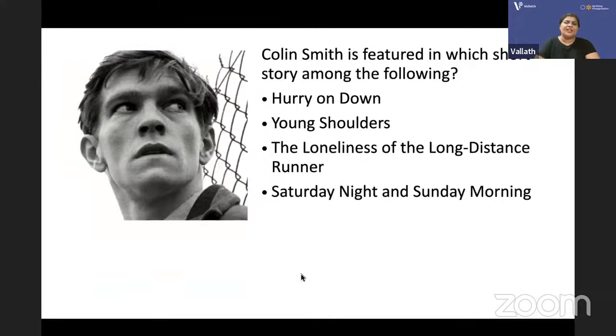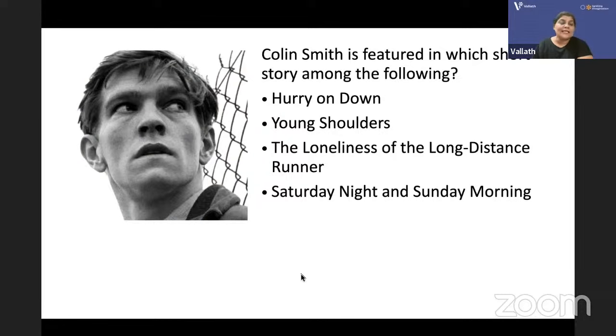Colin Smith is featured in which short story among the following? Colin Smith is a long... I was going to say something I won't say. Hurry on Down, The Loneliness of the Long Distance Runner, Saturday Night and Sunday Morning. Bolo, bolo. Ankita? The Loneliness of the Long Distance Runner. I was going to say, Colin Smith is a long distance runner.